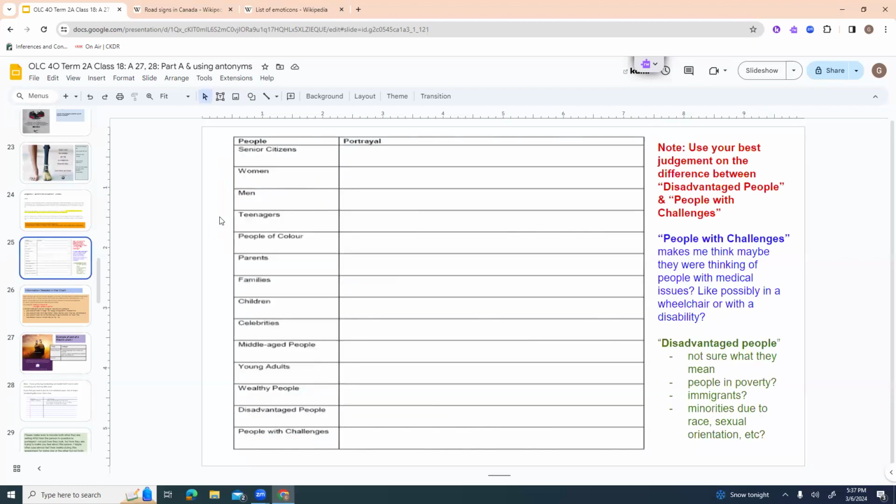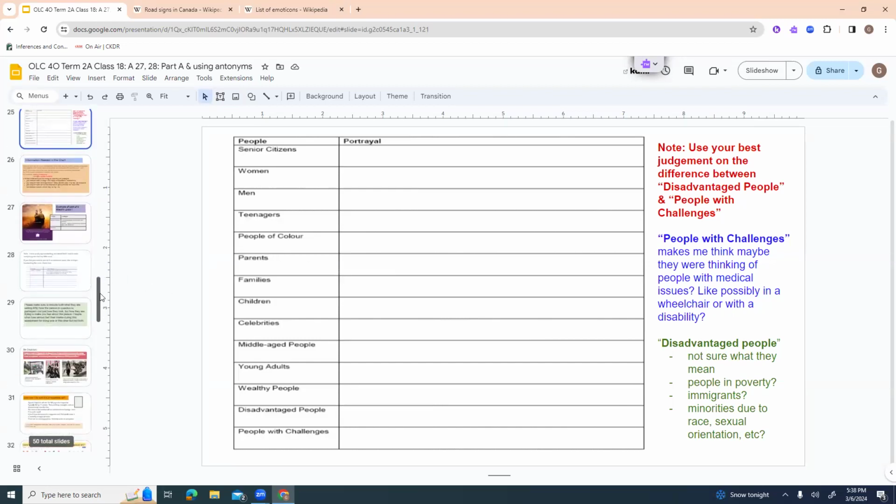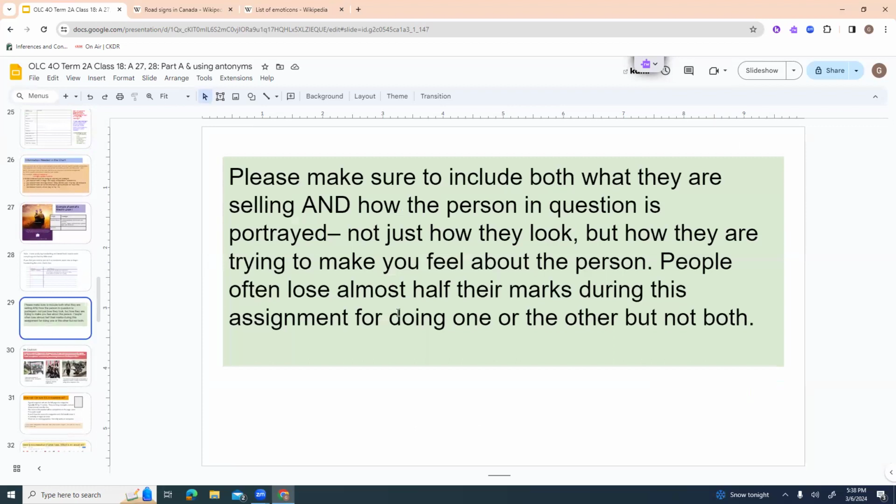I think there's about 15 people here. 1, 2, 3, 4, 5, 6, 7, 8, 10, 11, 12, 13, 14. Yeah, it's 14 altogether, but it's worth about 15 marks. So I guess one part for completion. Please make sure to include both what they're selling and how the person in question is portrayed, not just how they look, but how they're trying to make you feel. People often lose, like I said, almost half the marks during this assignment for doing one or the other.